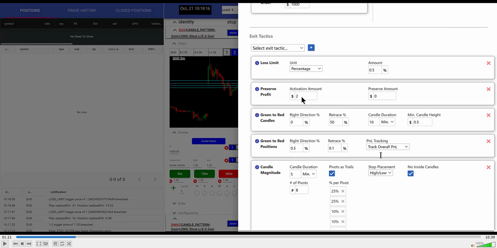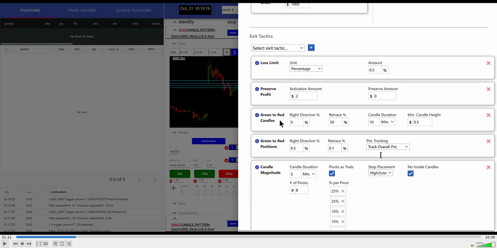Preserve profit means if you get a winner that takes some money, then don't let it become a loser. So in this case, I just have it set where if I make $2 in realized profits, then don't let the trade go negative, and it will do the best that it can to get out before it turns negative.